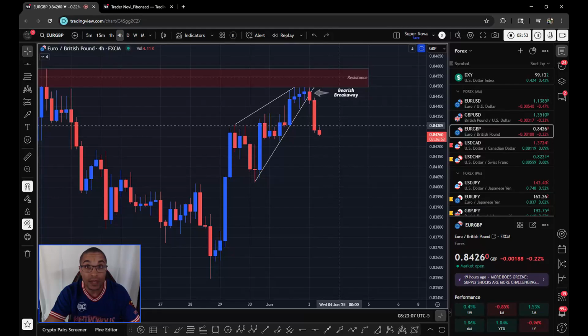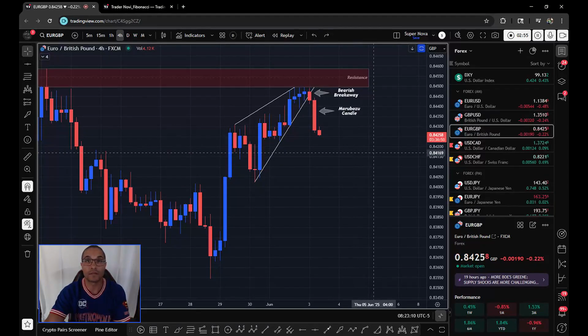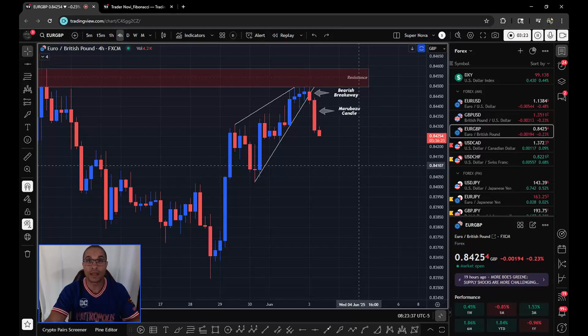Now, following that pattern, we get some confirmation that yes, price is in fact going to push down further, and this comes to us in the form of a Marubozu candle. A Marubozu candle just means that in this case, the bears controlled the entire 4-hour time frame that makes this candle. This is strong confirmation that this breakaway is valid.